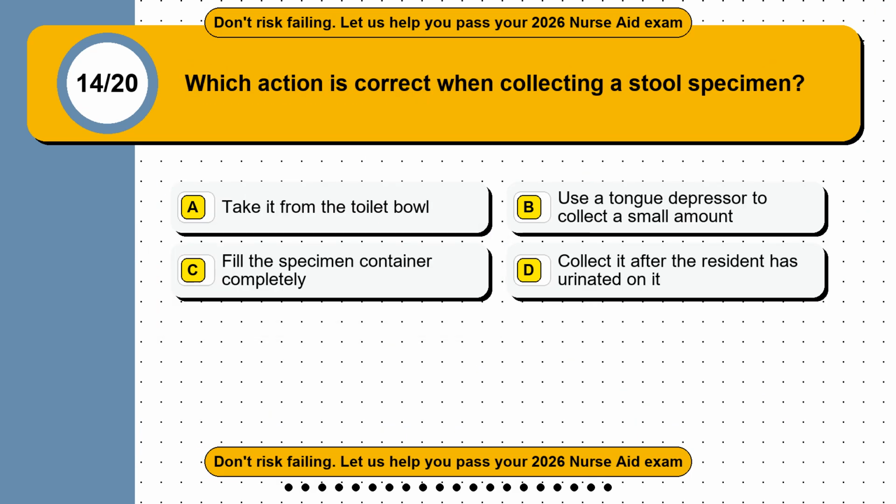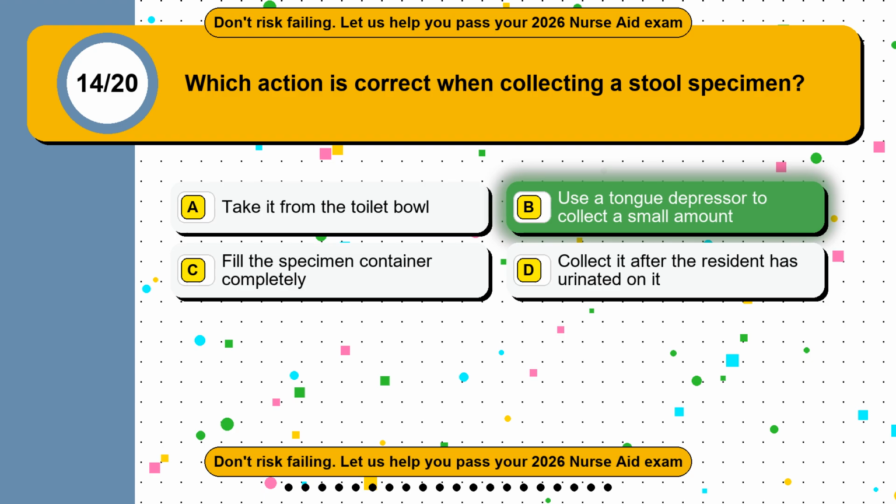Question 14. Which action is correct when collecting a stool specimen? Option A, take it from the toilet bowl. Option B, use a tongue depressor to collect a small amount. Option C, fill the specimen container completely. Option D, collect it after the resident has urinated on it. The correct answer is option B, use a tongue depressor to collect a small amount.